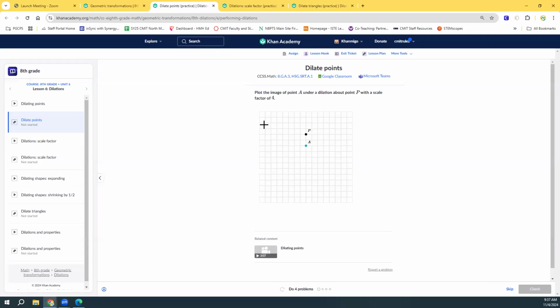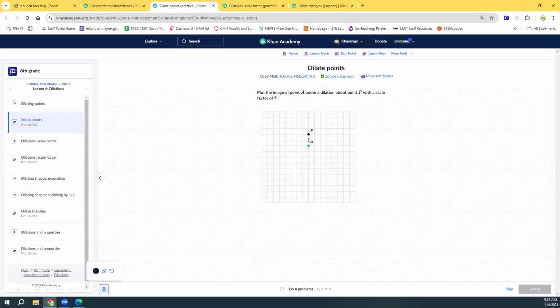All right, so we've got dilate points. Okay, so you can draw this in your notes. Maybe I can give you some graph paper. We are going to plot the image of point A under a dilation about point P with a scale factor of 4. So it sounds more difficult than it is.